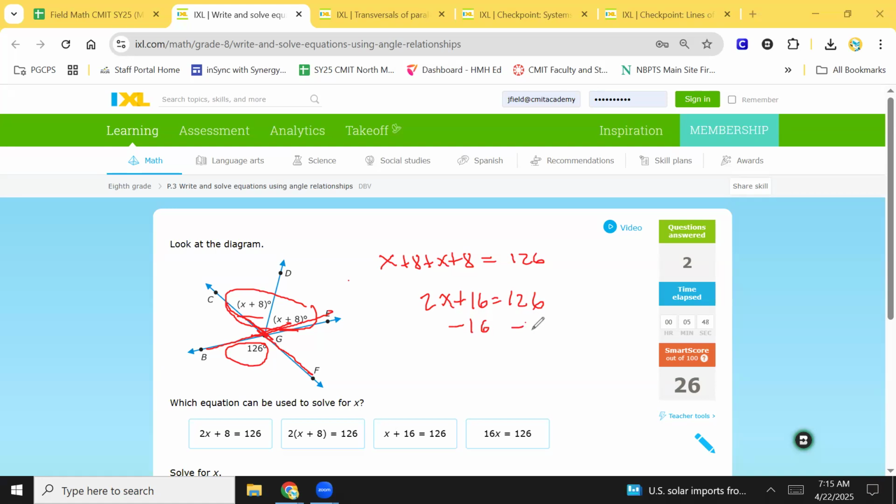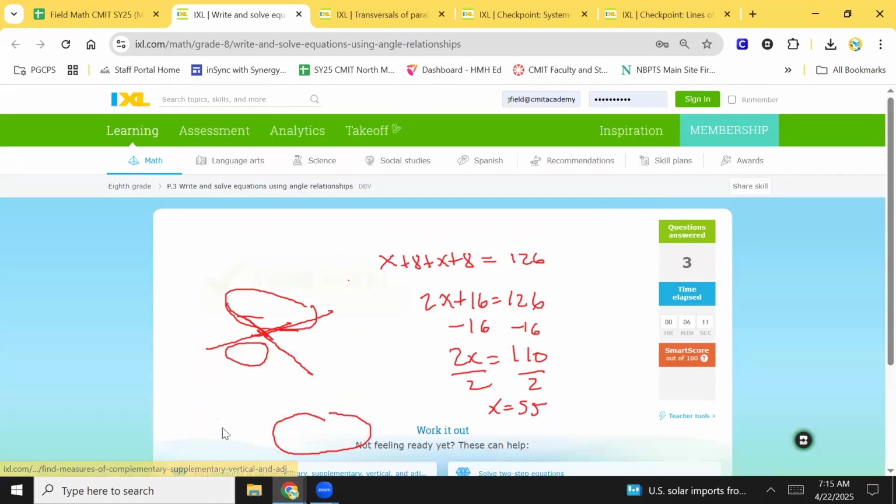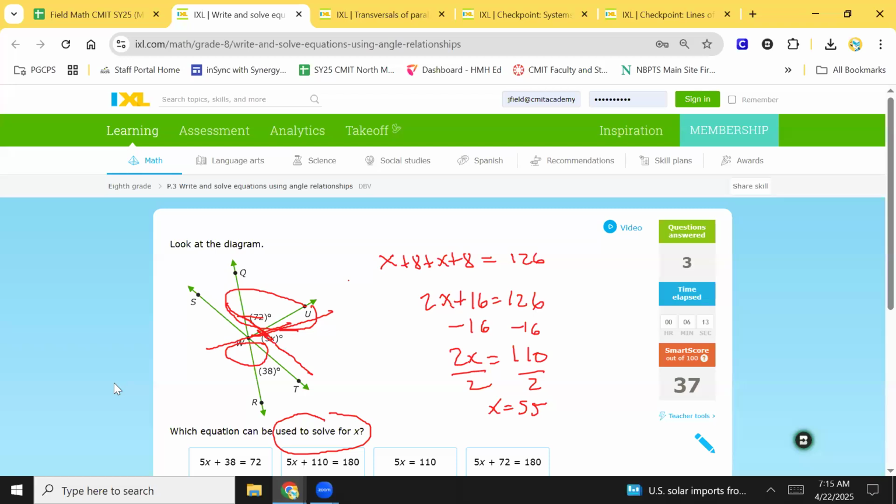Subtract 16 from both sides. 110. Divide by 2. X equals 55. So 2x plus... oh yeah, this one would work. Right here, 2 times x plus 8 equals 126, and then x equals 55. All right.